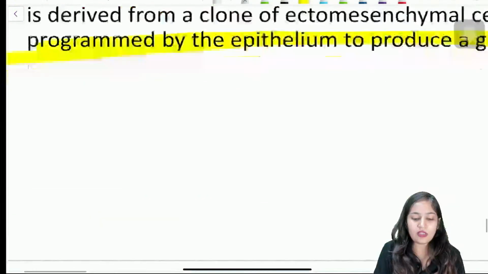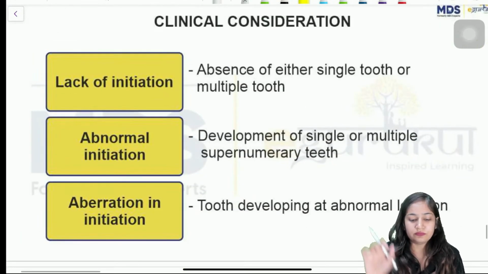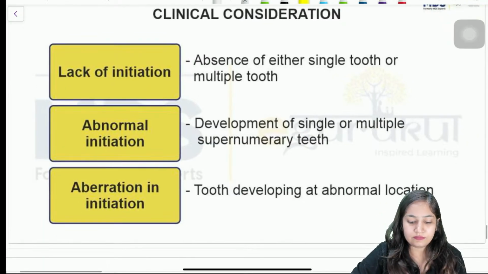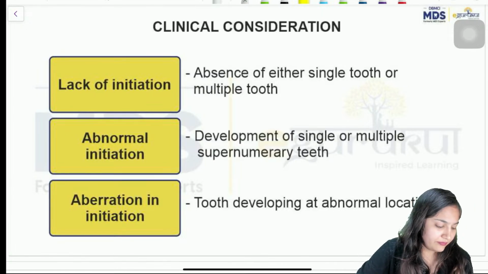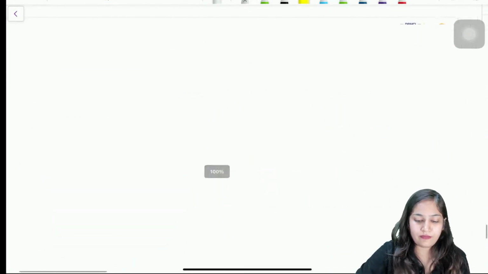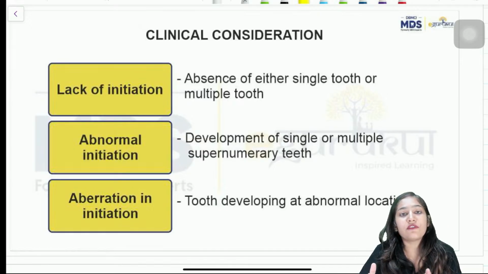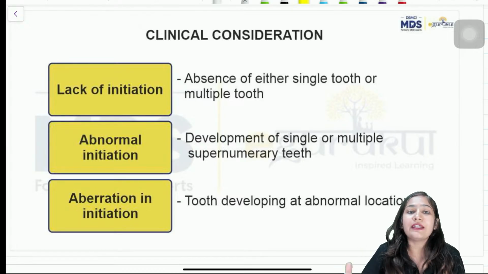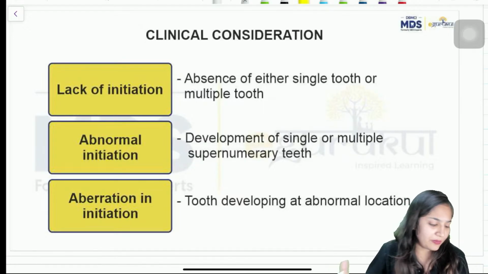Okay, so this we have completed. We are left with the clinical considerations only now. Do you want this now or after the break? Lack of initiation. What is initiation? Proliferation of the cells. If proliferation doesn't happen, the primary epithelial band will not be formed. If the primary epithelial band is not formed, dental lamina will not be formed. And if dental lamina is not formed, no dental tissue will be formed.